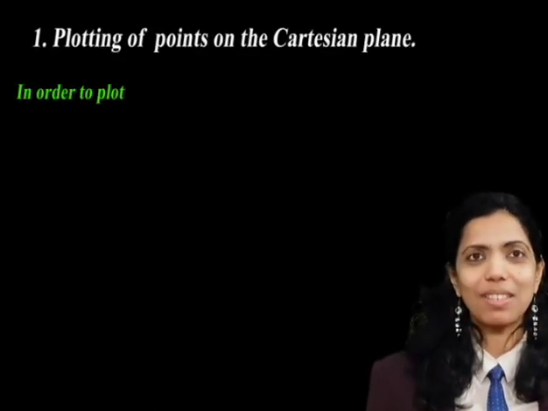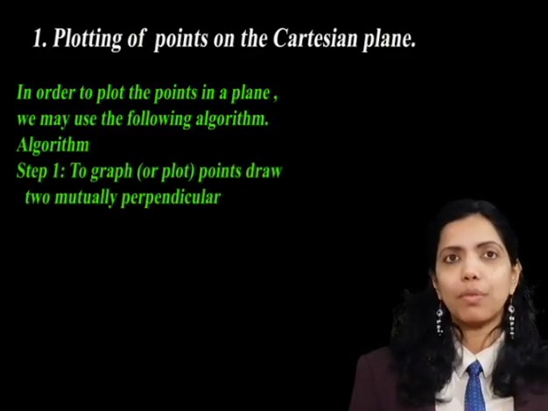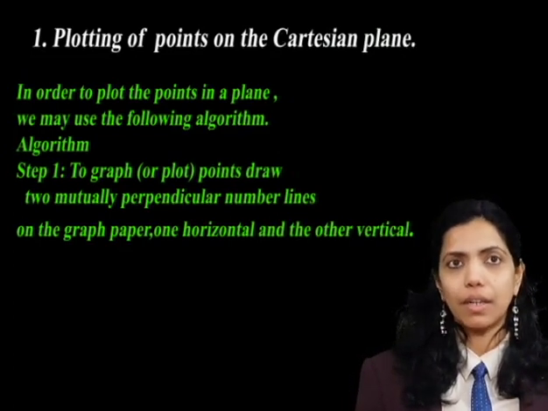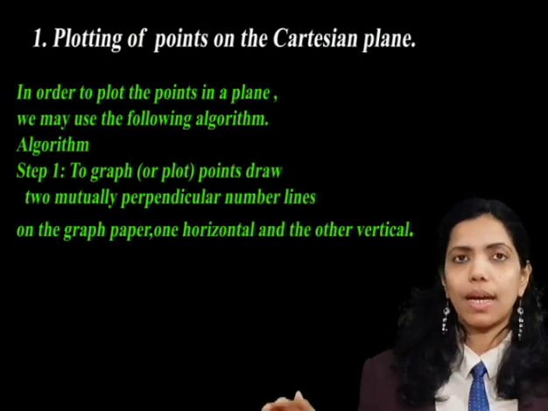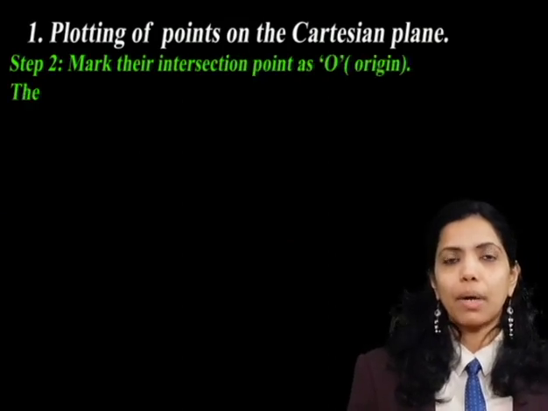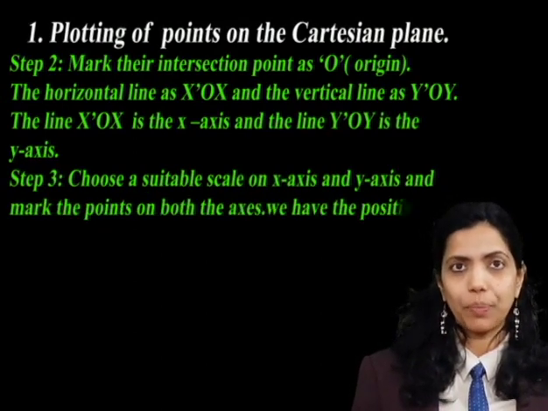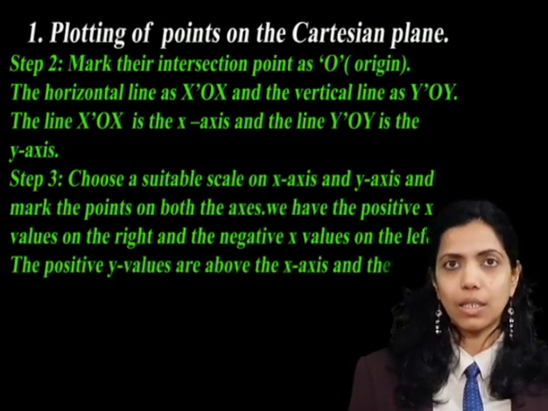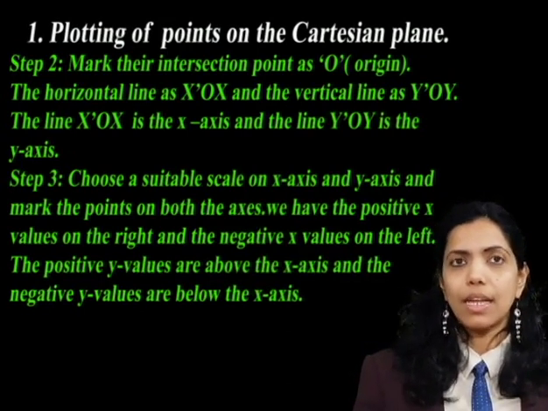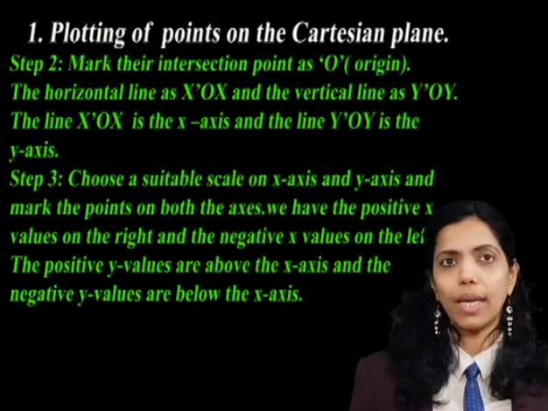In order to plot the points in a plane, we may use the following algorithm. Step 1. To graph or plot points, draw two mutually perpendicular lines on the graph paper. One horizontal line and the other one vertical line. Step 2. Mark the intersection point of both the lines as O, the origin. The horizontal line as X'OX and the vertical line as Y'OY. The line X'OX is the x-axis and the line Y'OY is the y-axis.